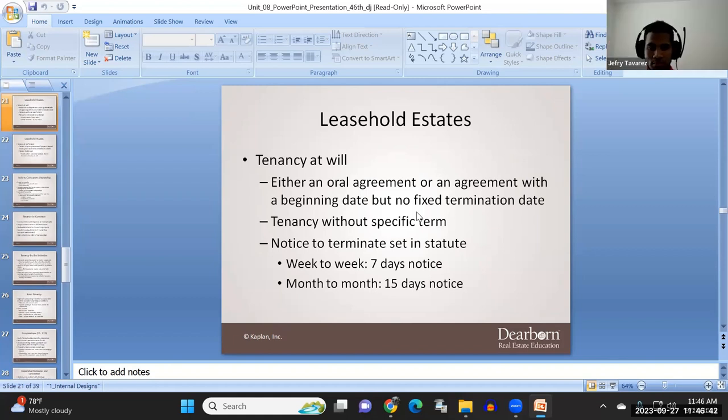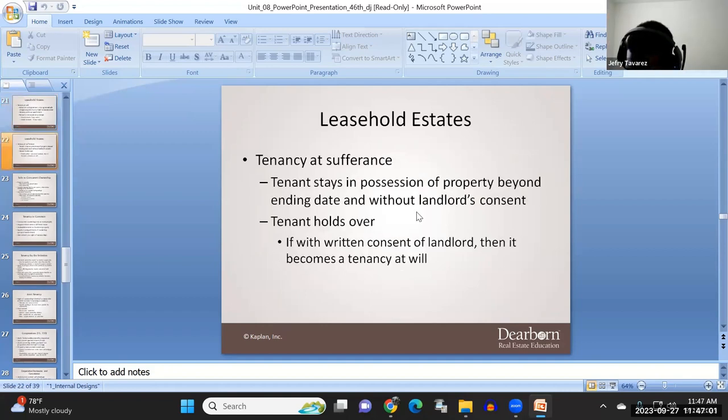If it's a month-to-month lease, you've got to give them 15 days notice. You've got to know that. You may see something on that, the 7 day or the 15 day. If it's a tenancy at will, how many days must you give notice if it's a month-to-month lease? 15. If it's a week-to-week, 7, right? Okay, good. And the last one is called a tenancy at sufferance.